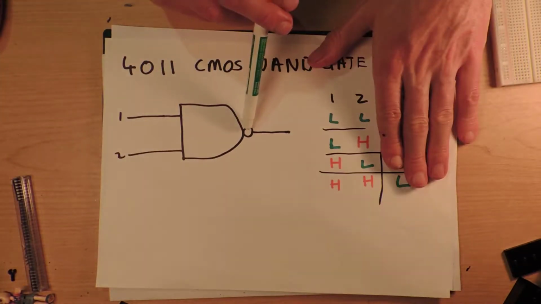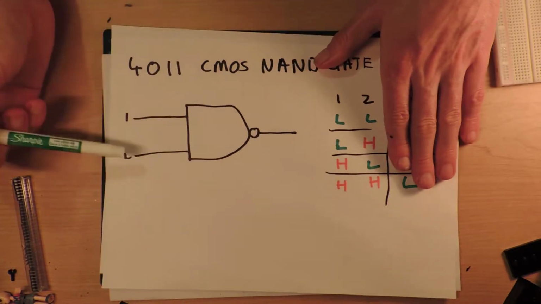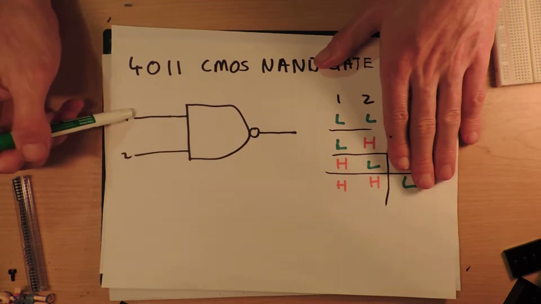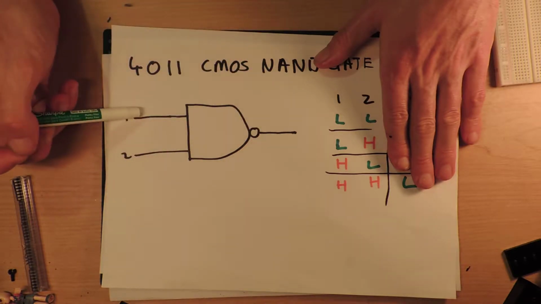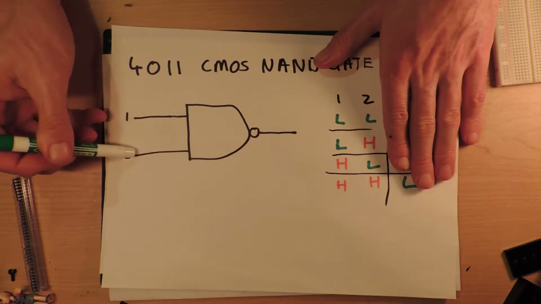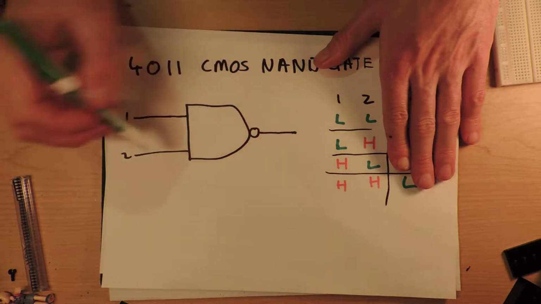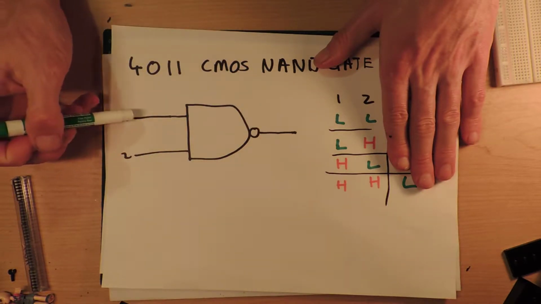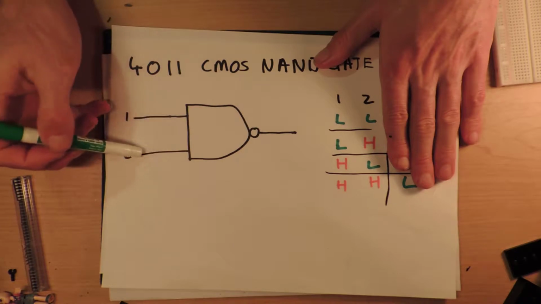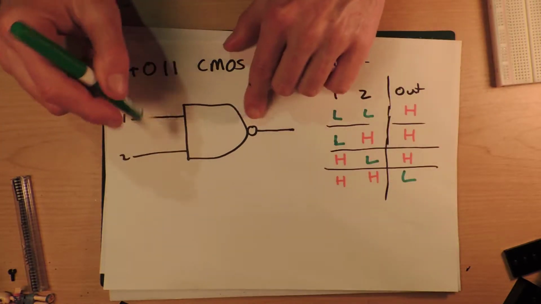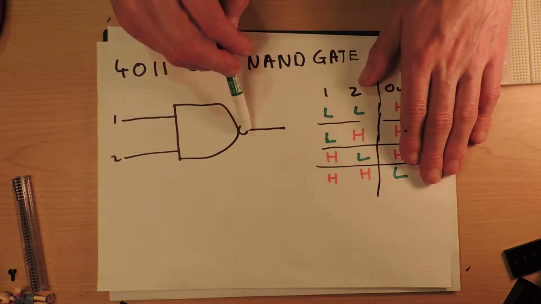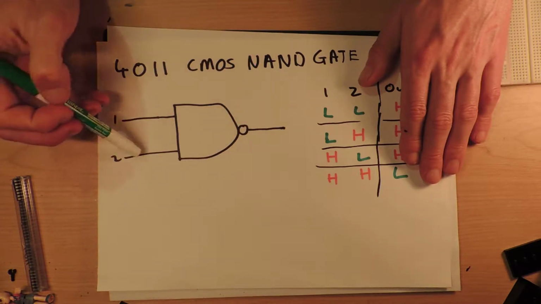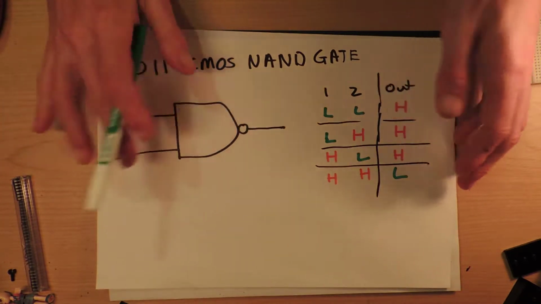The NAND gate just negates that at the end. So if this is true and this is true, then the output is false. Another way of saying it: if this is high and this is high, the output is low. But if this was low and this was high, the output would be high, and so on. Where you would get a low output with an AND gate, you get a high output, and where you would get a high output, you get a low output.